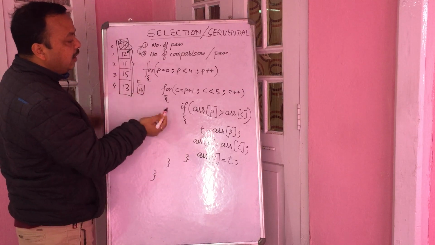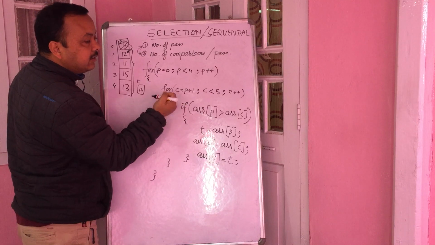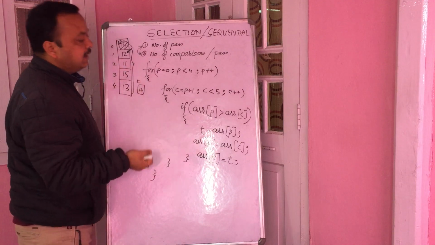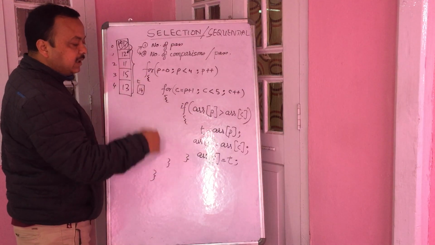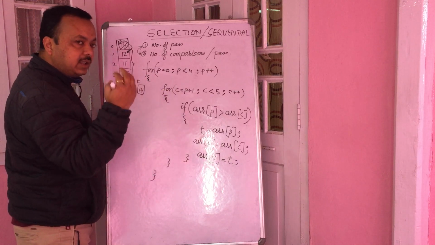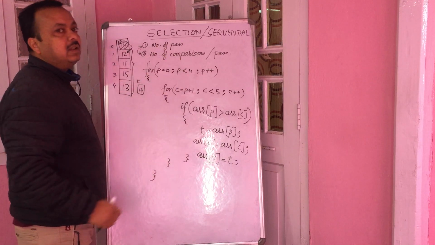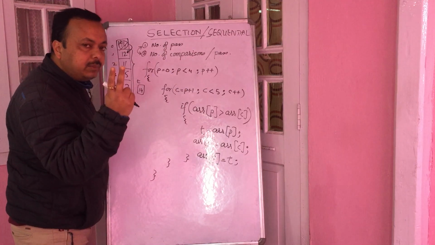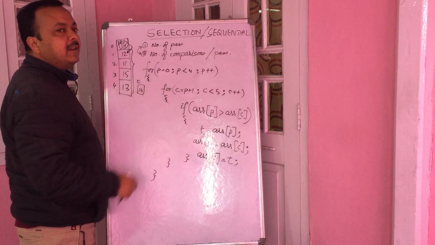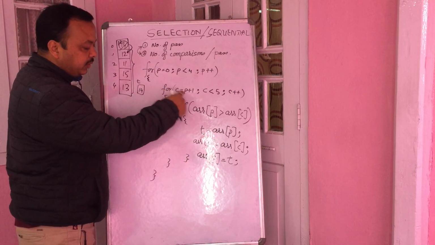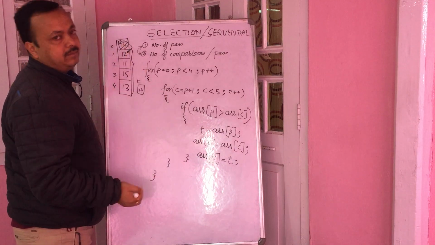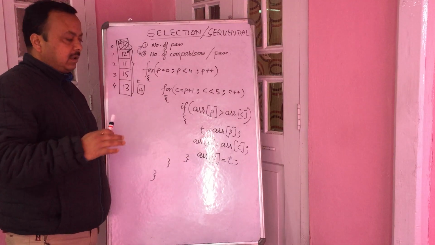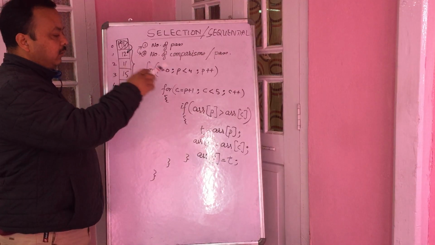When P becomes 1, then C starts from 2, so the comparisons will be 2, 3, 4. So only 3 comparisons. When P is 0, number of comparisons is 4. When P is 1, number of comparisons is 3. When P is 2, that means the third pass, the number of comparisons will only be 2. And for the last time, when P is 3, the number of comparisons which the inner loop is running will be only 1. So I hope you understood, and this video we end here with this code.